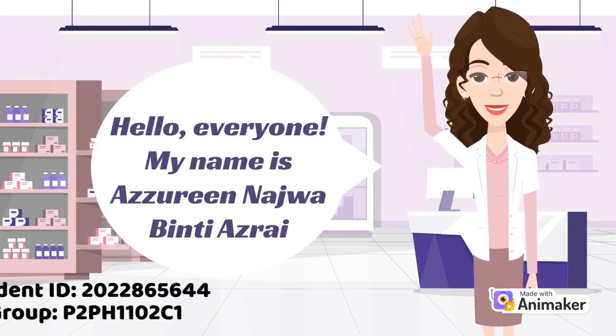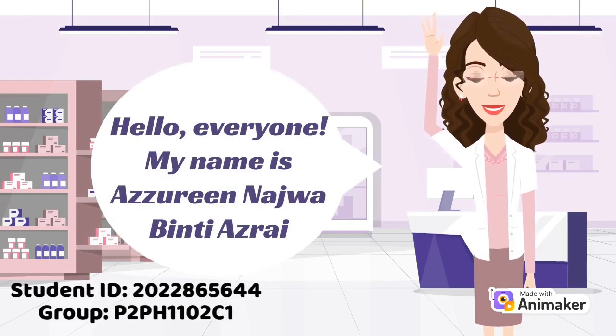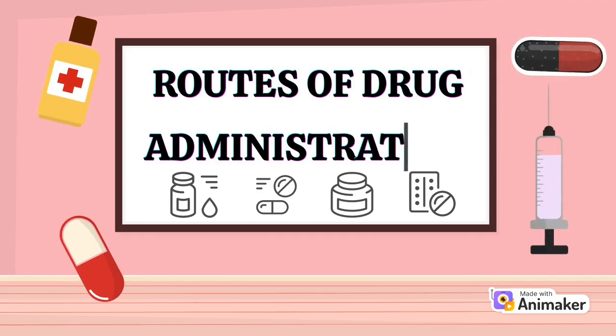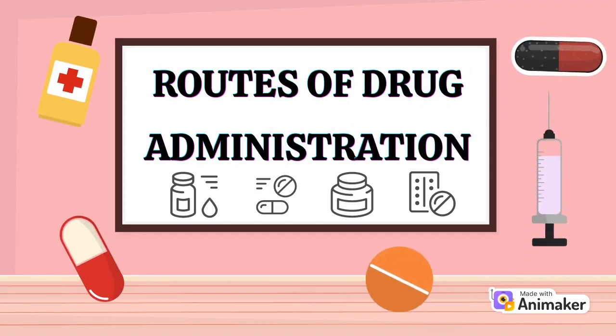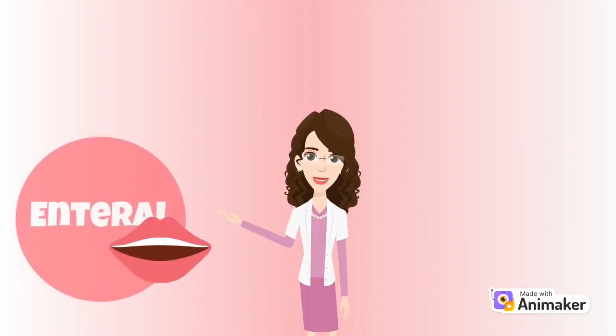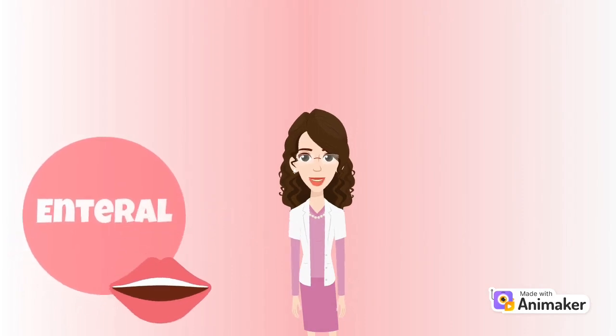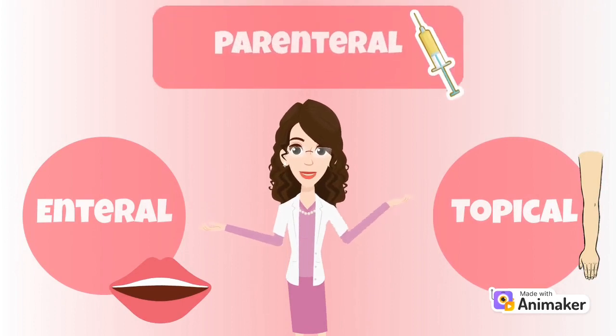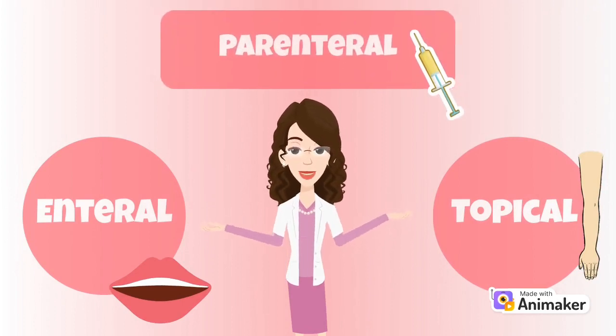I'm a pharmacy student and today I'm going to give some information about the routes of drug administration. There are three types of routes. Firstly is the enteral route, which is by the mouth. Second is the topical routes, which is on the skin and the mucous membrane. And lastly is the parenteral routes, which is by the injection.